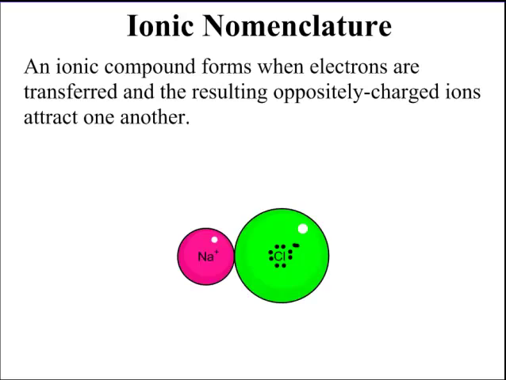Ionic nomenclature now is completely separate because ionic compounds form in a way that's completely different from how molecular compounds form. An ionic compound forms when electrons are transferred and the resulting oppositely charged ions attract one another. And this just doesn't happen once, it happens over and over and over. You get a whole array of positives surrounded by negatives and vice versa. This is an ionic lattice.